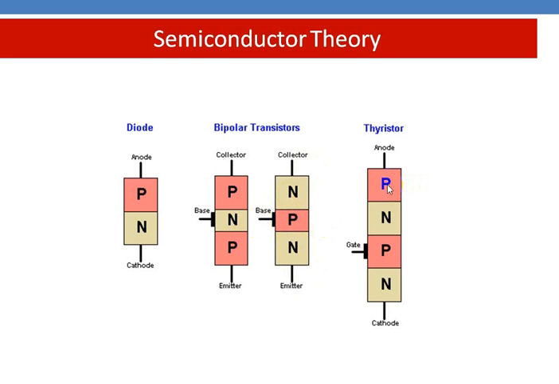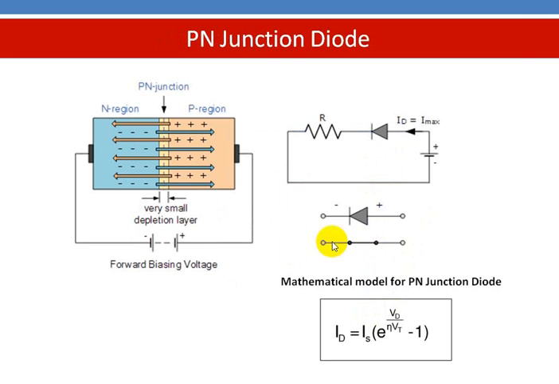Thyristors. With 4 layers, 2 P and 2 N layers, we can form a thyristor. So here, P N P N, like this the layers are combined to form a thyristor. From the P layer, the anode terminal is taken, from the N layer, the cathode terminal is taken, and from the P layer which is common, which is near to the N layer, the gate terminal is taken.